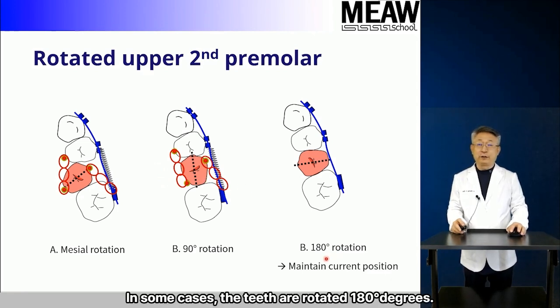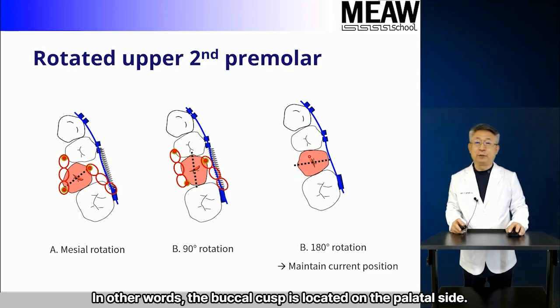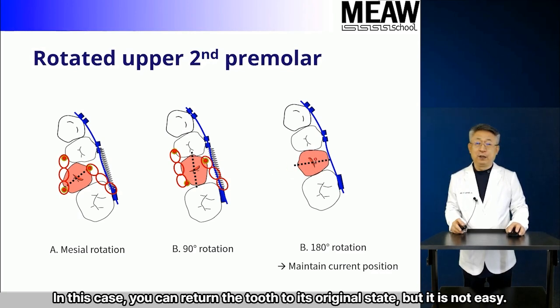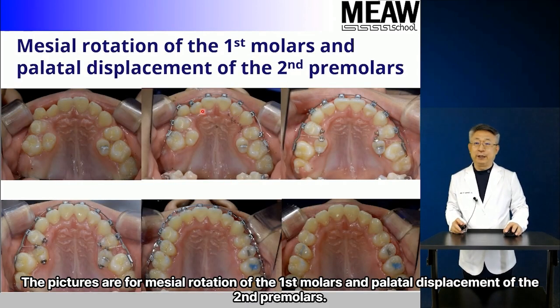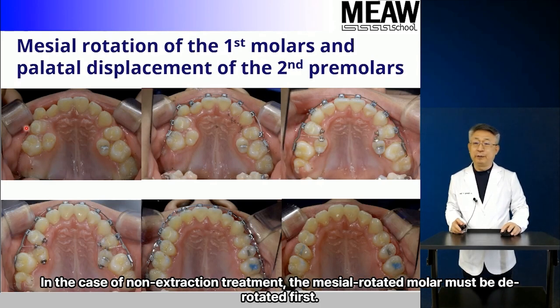In some cases, the teeth are rotated 180 degrees. In other words, the buccal cusp is located on the palatal side. In this case, you can return the tooth to its original state, but it is not easy. Therefore, it is recommended to finish the occlusion in this condition. The pictures are for mesial rotation of the first molars and palatal displacement of the second premolars. In the case of non-extraction treatment, the mesially rotated molar must be derotated first.